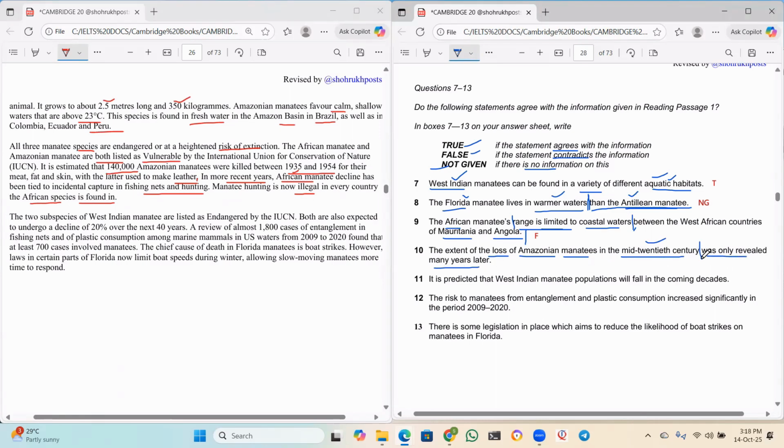He says it was revealed only many years later. This part is not given in the paragraph. Where is it given that it is revealed many years later? It is not given anywhere in the paragraph. So what is the answer, guys?